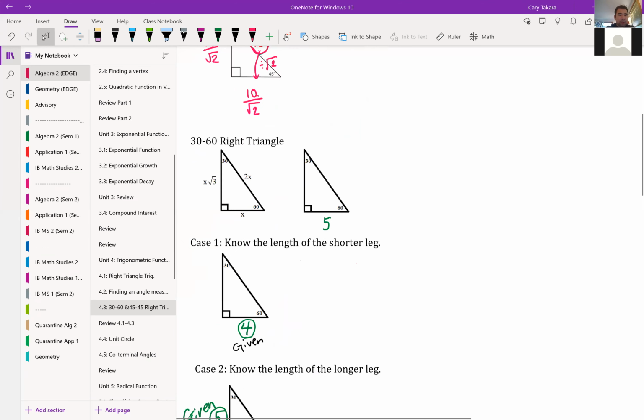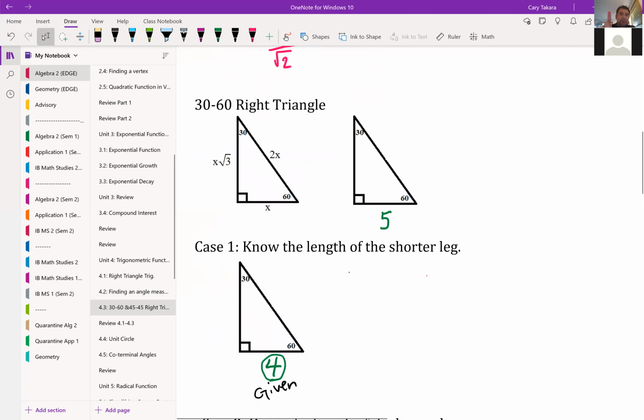You guys are ready to move on? The other special triangle is what's called the 30-60 right triangle. It's a 30-degree and 60-degree. Now, just to give you a little background, the 30-60 triangle is coming from the equilateral triangle. Do you guys know what an equilateral triangle is? An equilateral triangle has all three sides equal. Okay, and each interior angle measurement is 60, 60, 60.